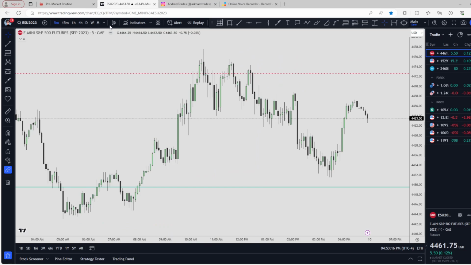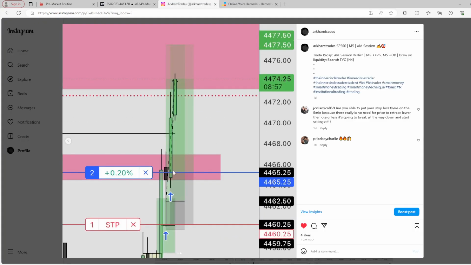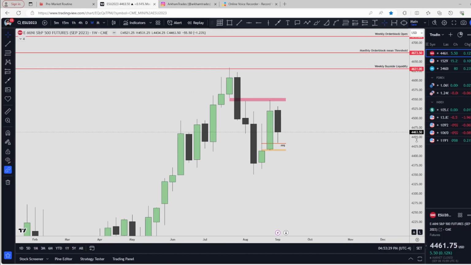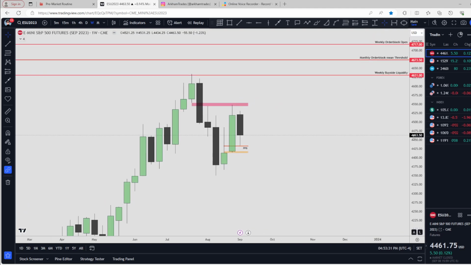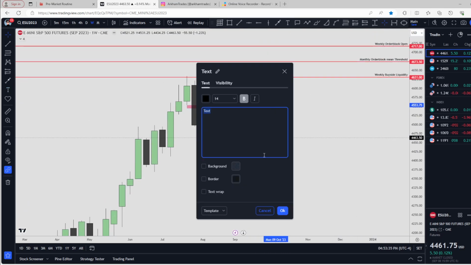So I kind of want to break down how I came to that conclusion and got in where I got in and got out where I got out, which was eventually the high of day. So first you have to understand the overall narrative or the overall bias on the day. And bias comes down to four things.